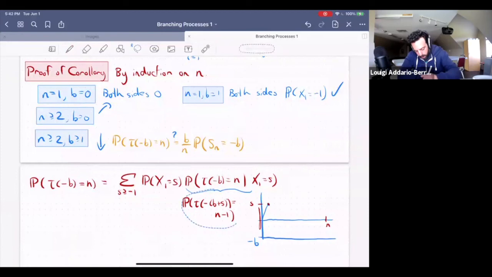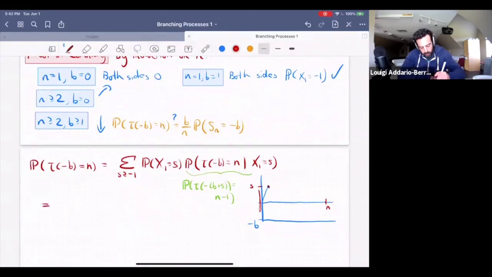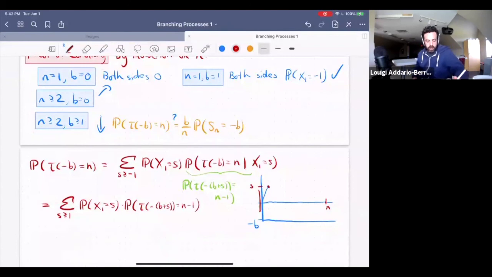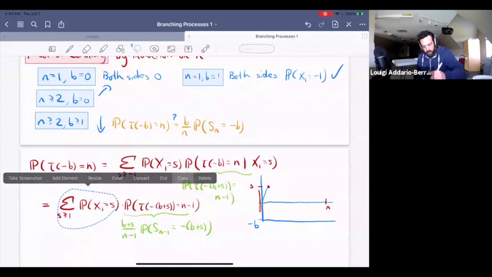So this is the sum over s at least minus one of the probability x1 is s times the probability that tau of minus b plus s is n minus one. And now we can use induction, because this is now an n minus one step walk, this is b plus s over n minus one times the probability that S(n minus one) is minus b plus s. Let me just copy this down.